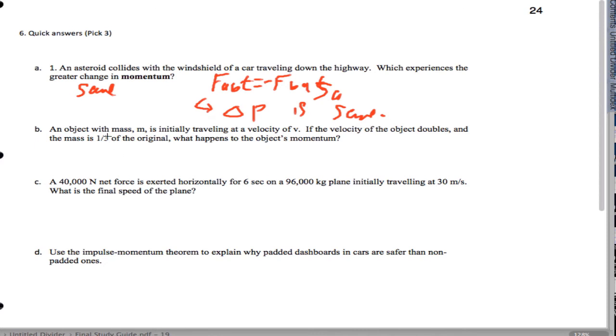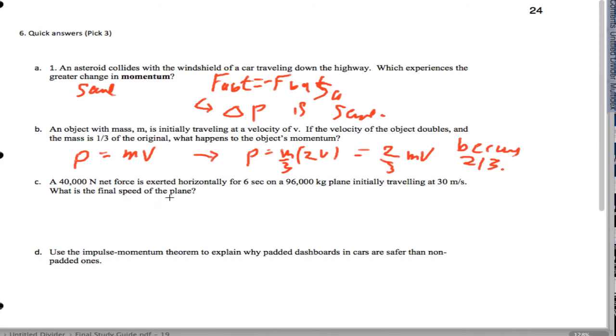Now, with this idea here, the velocity of the object doubles and the mass is 1/3 the original. What happens to the momentum? I thought I'd kind of make this a little bit more messy. So P equals mv. That's the old one. Now the new one is going to end up being P equals, let's double the velocity, we'll make it 2v, and let's make the mass 1/3 of what it is. So that ends up being 2/3 mv. So it becomes 2/3.